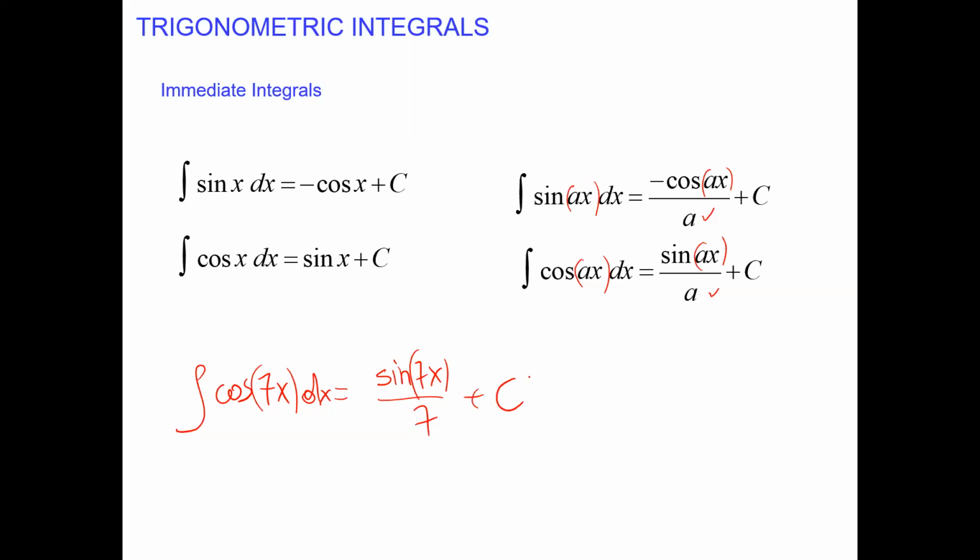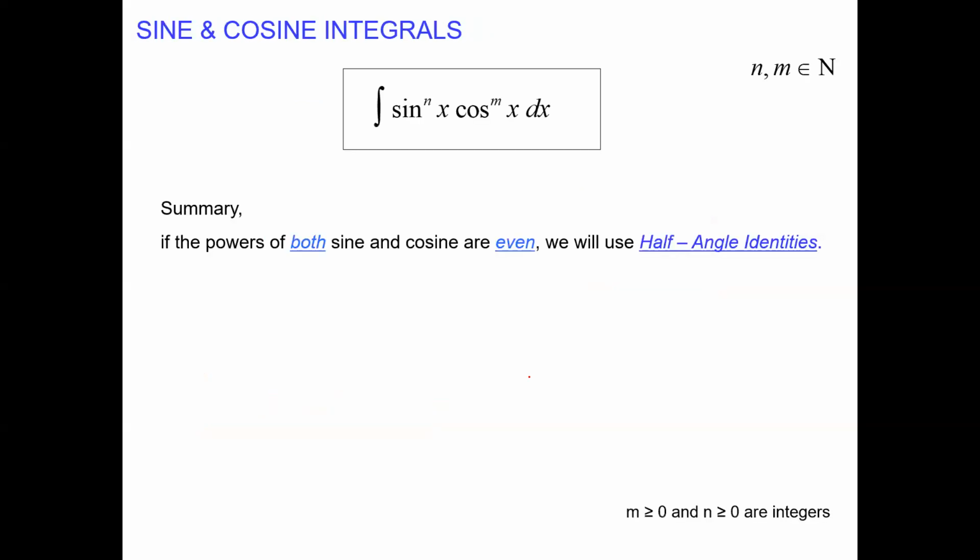Easy. Okay, now let's see what we have in this section. As I said, nothing complicated, no new integration techniques, just U substitution and a couple of identities: double angle, half angle, and Pythagorean identity. When you see a product of sine of x times cosine of x, both of them raised to a certain power, and if the powers, n and m, natural numbers, positive integers, are both even, we will always apply half-angle identities.